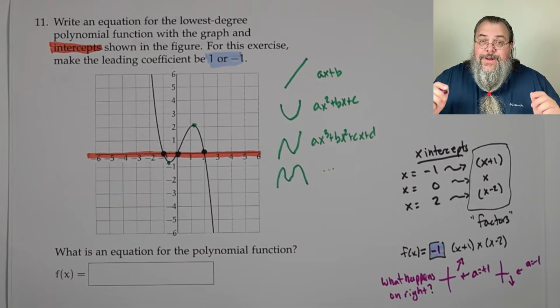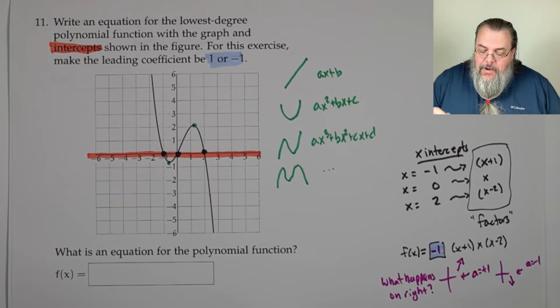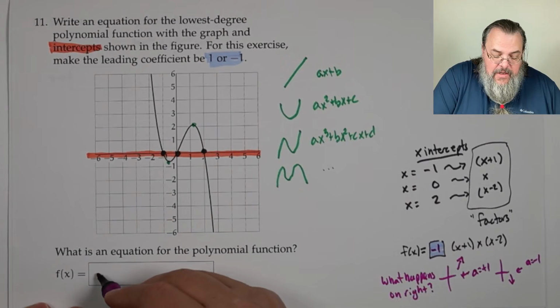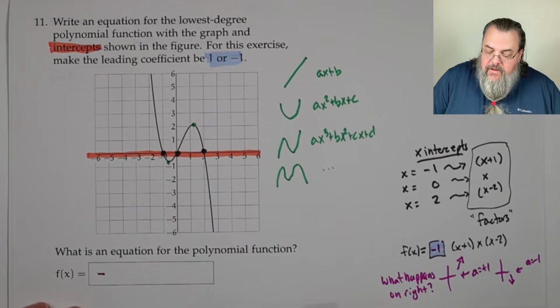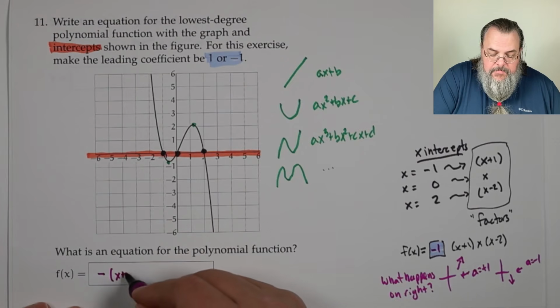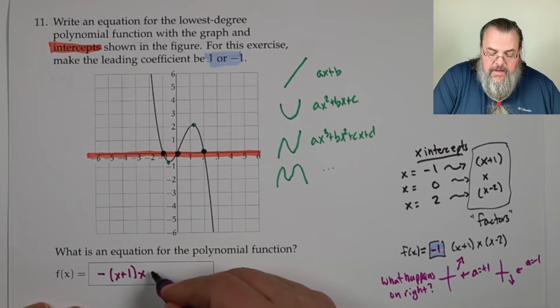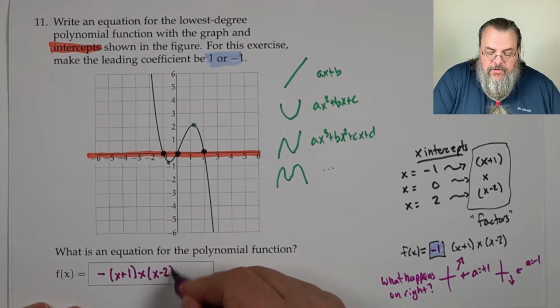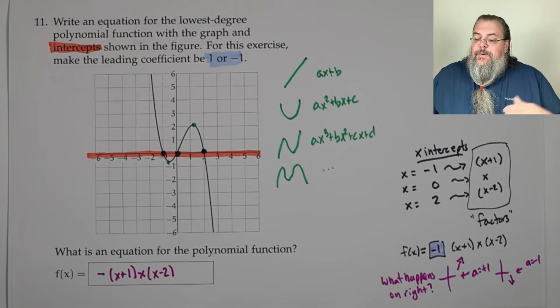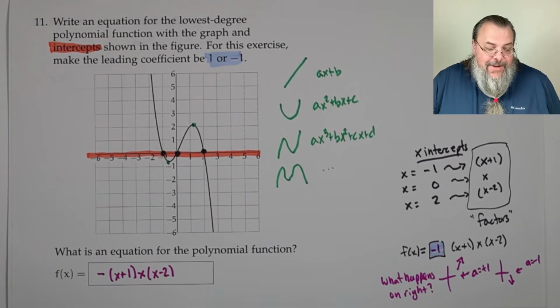Okay, so what can we put as our answer? Well, we can actually just put it in like this. So we could say minus times x plus 1 times x minus 2. Perfectly valid answer. We could also factor it out.